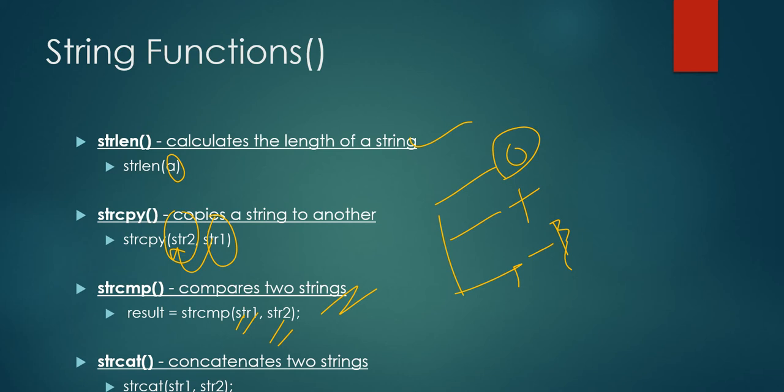Next is concatenation. Concatenation means, say for example, you have two strings, Guru and Kul, and you want to add those two strings and get Gurukul.